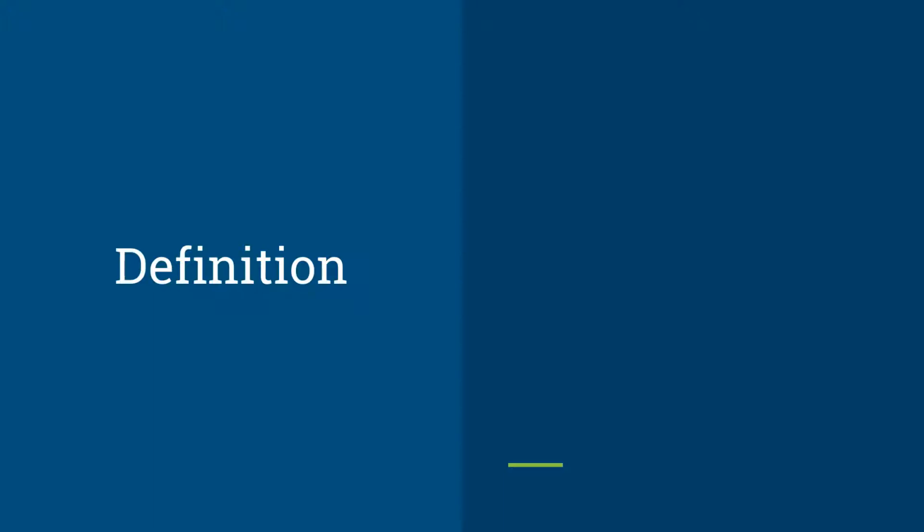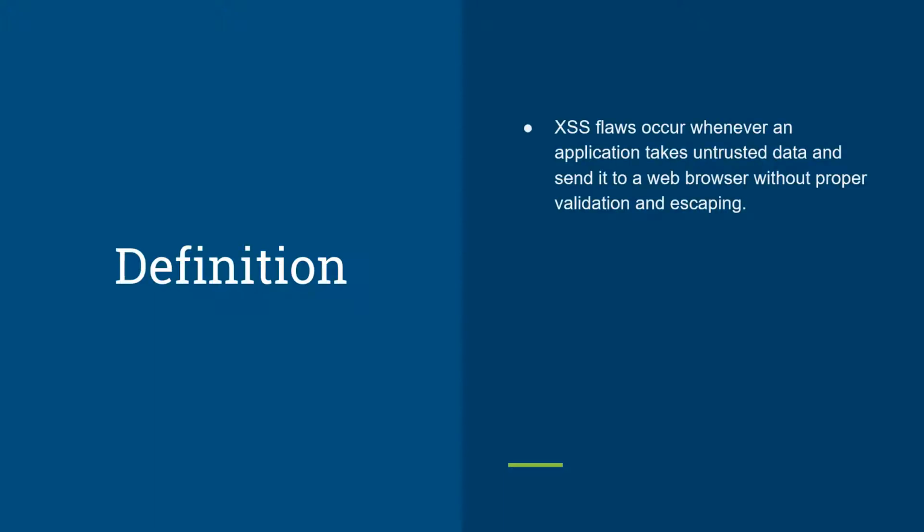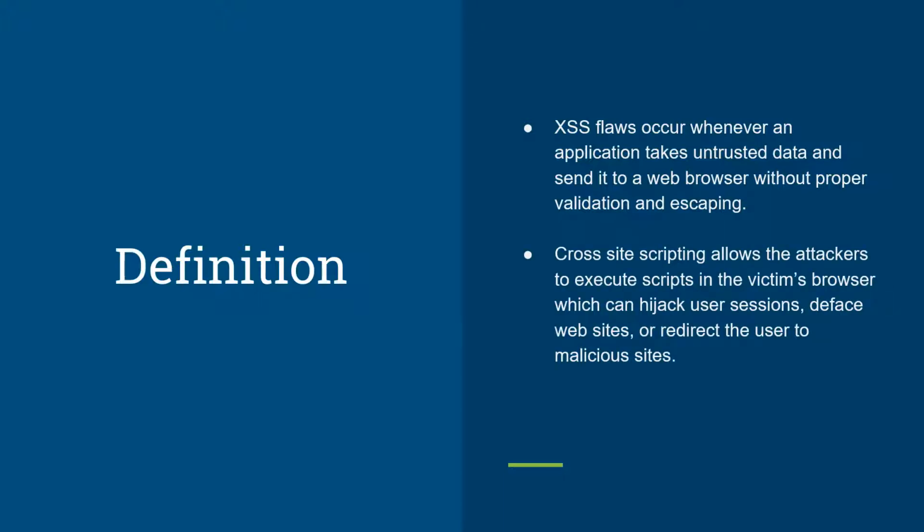So first, our definition. Cross-site scripting is abbreviated as XSS, and XSS flaws occur whenever an application takes untrusted data and sends it to a web browser without proper validation and escaping. Now validation refers back to input validation, about which we spoke in A1 injection attacks. Now escaping has to do with something called output encoding. We will discuss it in some time.